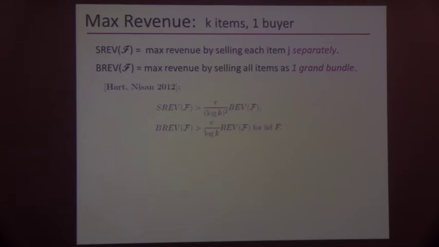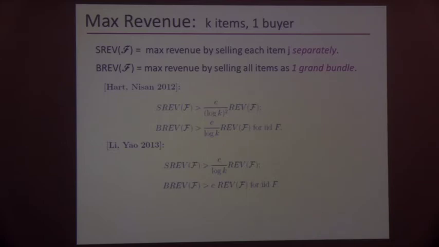And now, let's look at some progress recently made by researchers. You want to get the maximum value. You start with one buyer. You have k items, and the SREV, separate revenue, represents the maximum revenue if you sell each item separately, and the BREV, bundle revenue, is the maximum revenue by selling all items as one grand bundle. So the question is how well can they achieve the optimal one? Hart and Nisan started this line of investigation, showing that they are not too bad, that they can achieve a logarithmic factor. And they left open what the true behavior is.